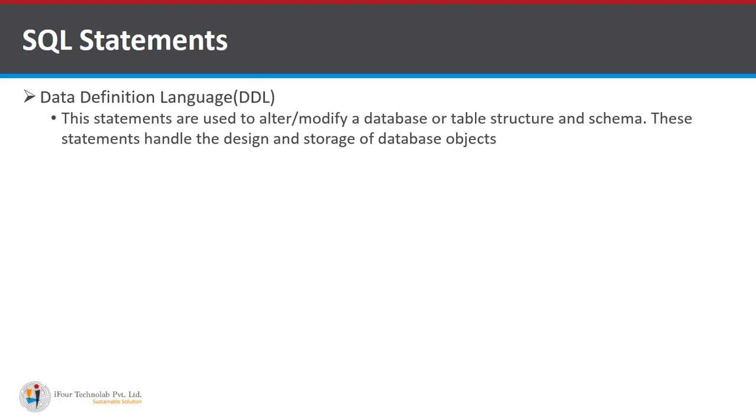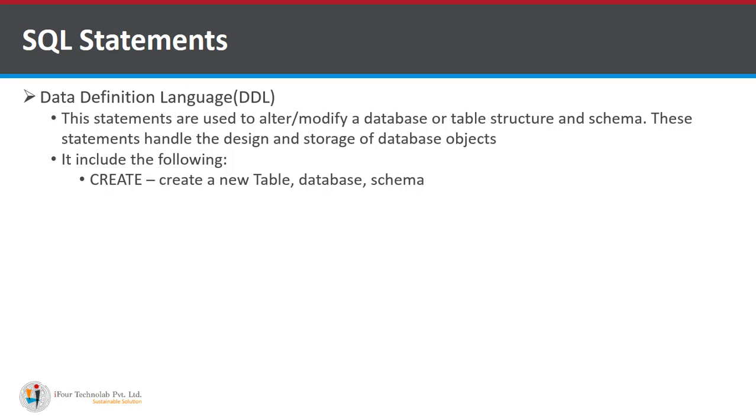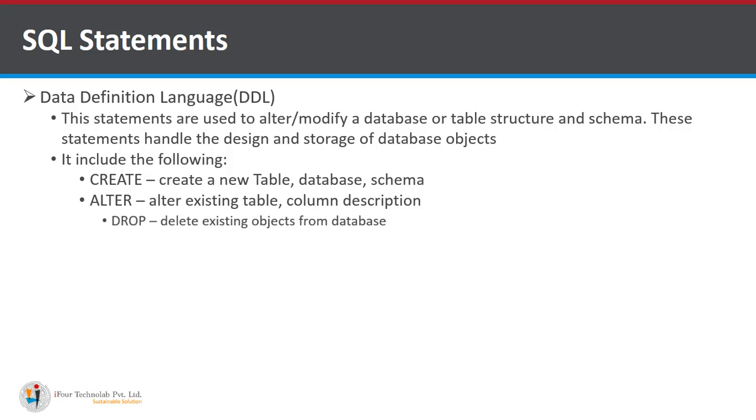Data definition language. These statements are used to alter or modify a database or table structure and schema. These statements handle the design and storage of database objects. It includes the following: the create statement, that is to create a new table, database or schema. The alter statement, that is to alter an existing table or an existing column or an existing column description, whatever you want to alter. Drop, that is to delete an existing object from a database.